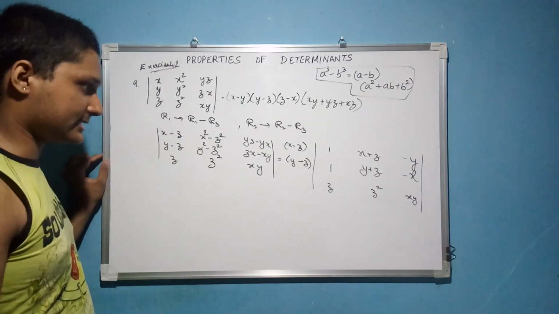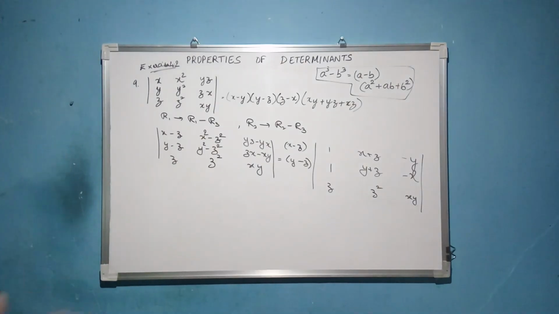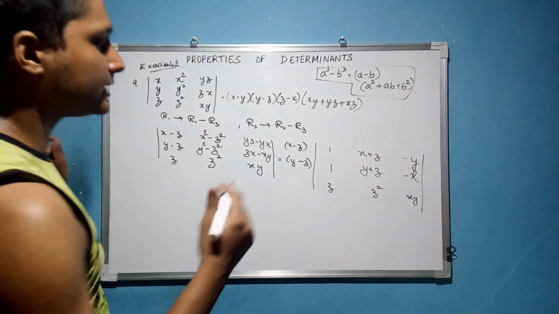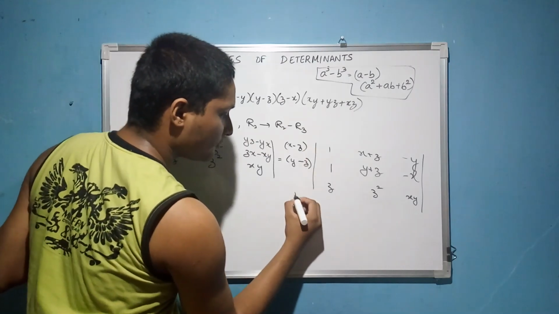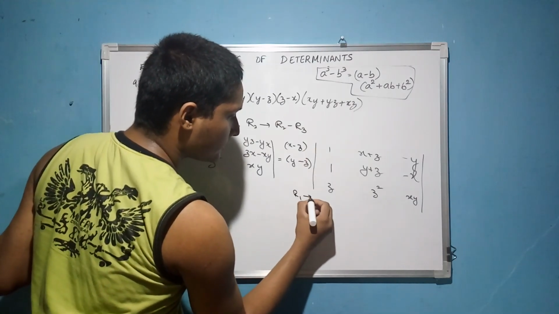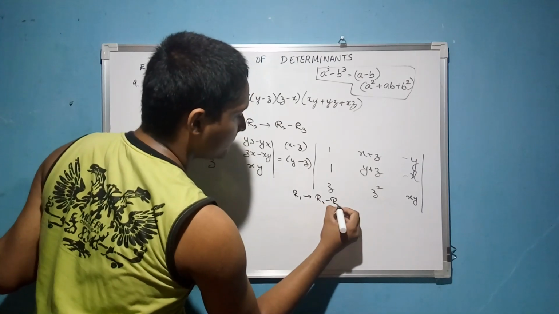Now we'll move on to the next part. What we should do in the next part is to get the other 2 terms. 2 terms are already with us, so we need to get the other 2 terms with the help of some other operation. For getting one more term, maybe I can subtract one row from another so that I get a 0 also. For that, I'll consider R1 becomes R1 minus R2.